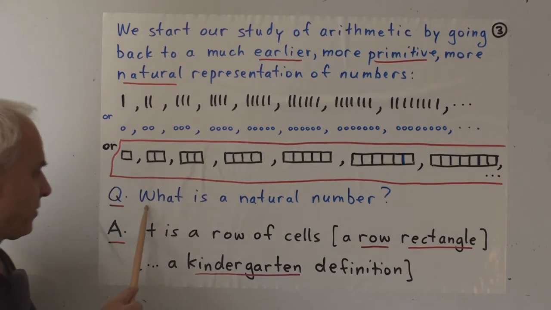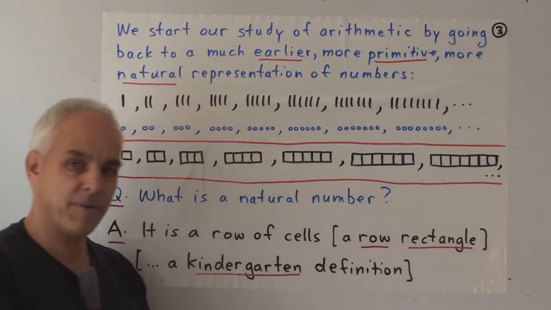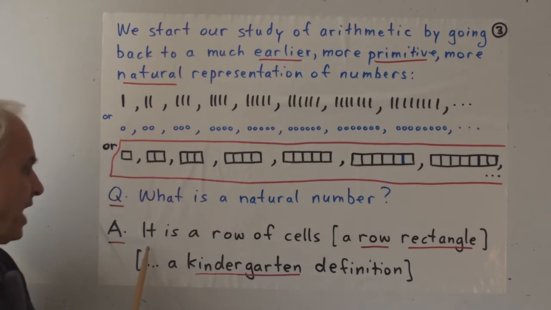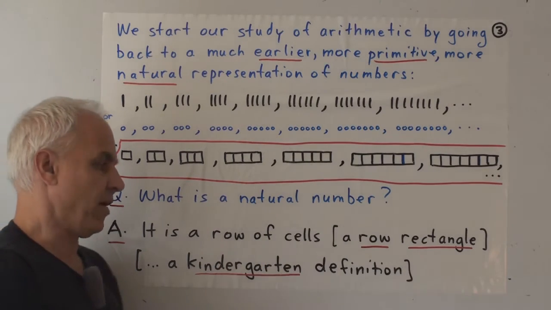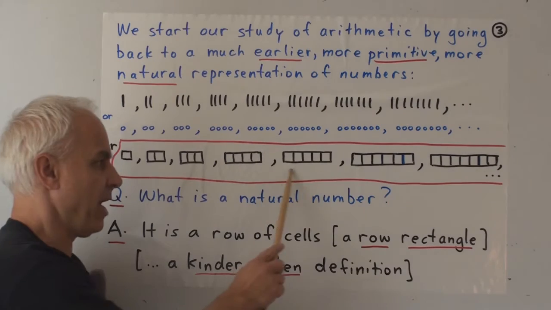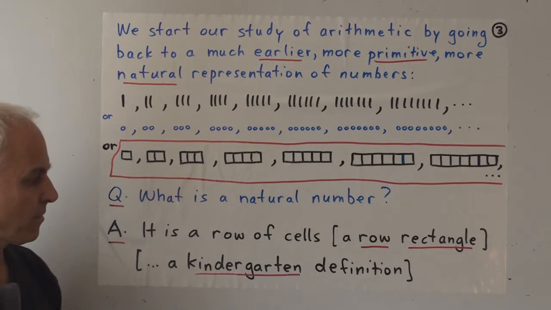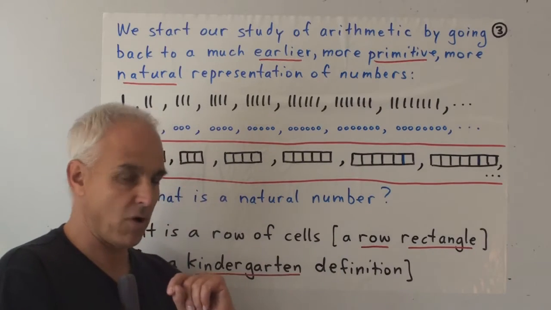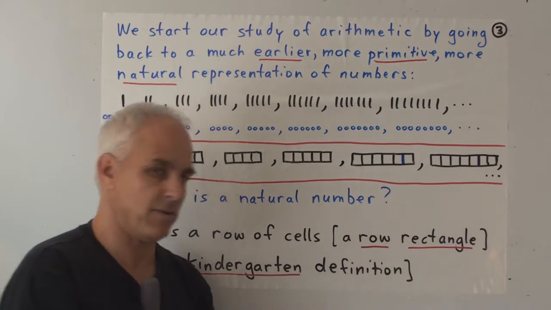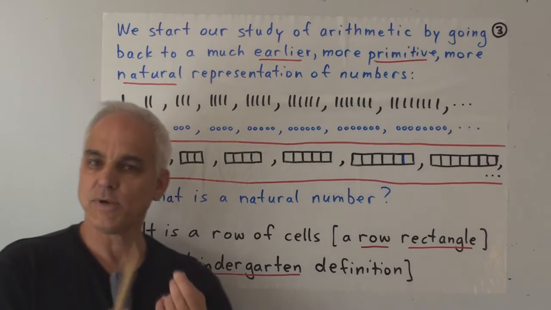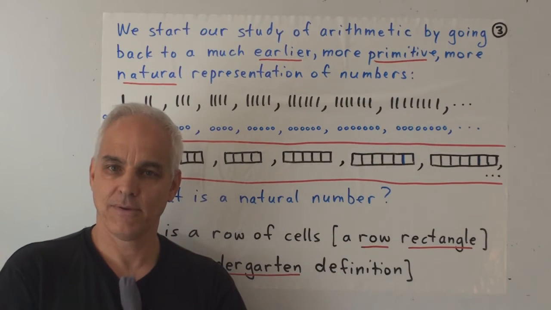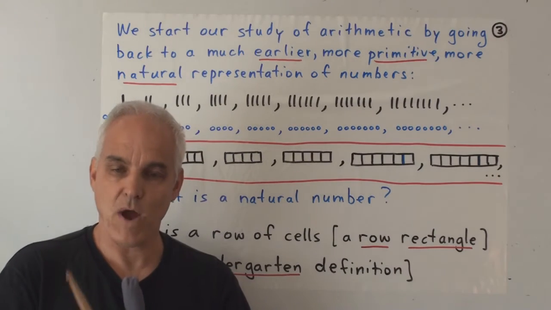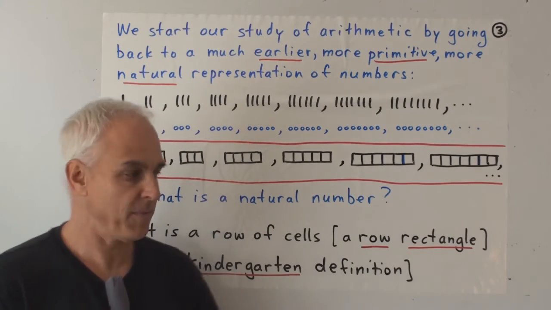So, to the question, what is a natural number? We're going to give the following answer. A natural number is a row of cells. Something like this. Or in more fancy language, it's a rectangle, which just consists of a single row. We might call it a row rectangle. So that's what a number is. That's a very primitive and, in fact, natural way of thinking what a number is.